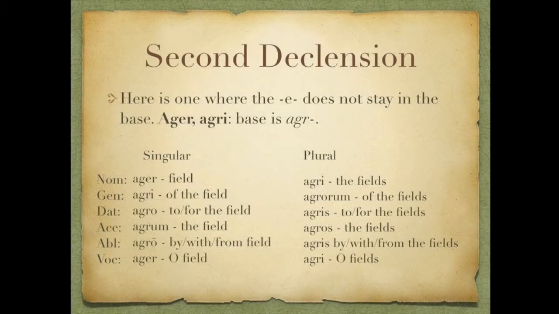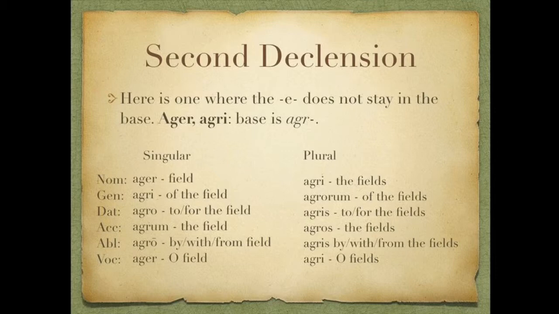So in our last example, the e did stay in the base. Here's an example where the e does not stay in the base. Ager, agri, which means field. So we go to the genitive, drop the i, and we get the base of agr-, ager. So nominative singular, ager, field. Genitive singular, agri, of the field.